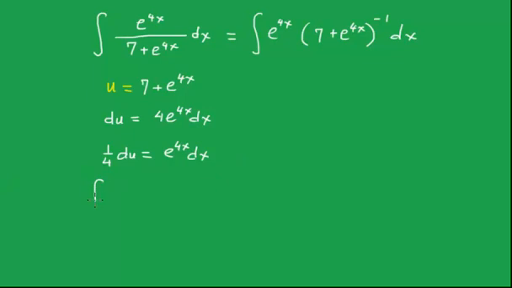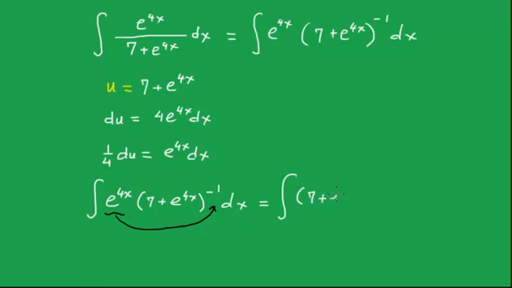Now, the original antiderivative is e to the 4x times (7 plus e to the 4x) to the power of negative 1 dx, which I can rewrite as, I'm going to take this e to the 4x here and write it next to dx, and you know exactly why I'm doing that. So (7 plus e to the 4x) to the power of negative 1 times e to the 4x times dx.